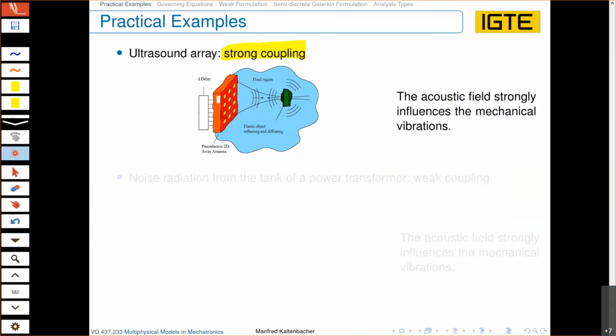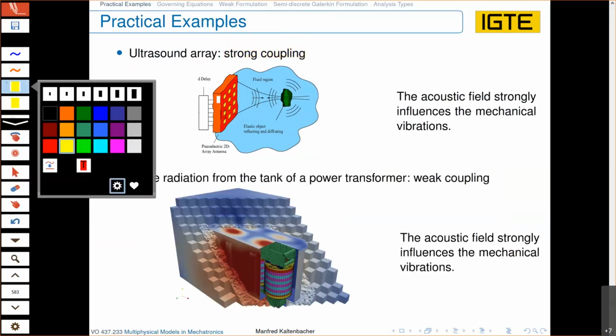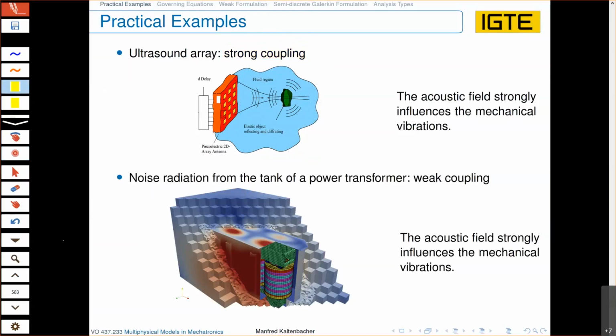The second case, which is also quite often in practice, is that we have a weak coupling. The weak coupling means mainly that the excitation of the waves has a strong impact on the acoustic field, because they excite the waves, but the resulting acoustic field has a very small impact on the vibrations of your structure. You can even neglect it.